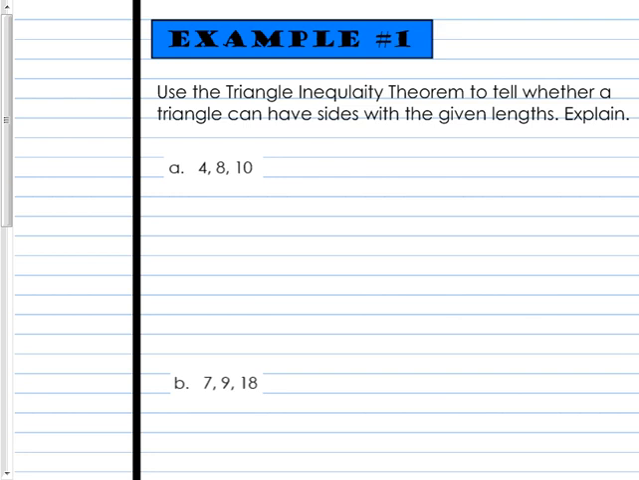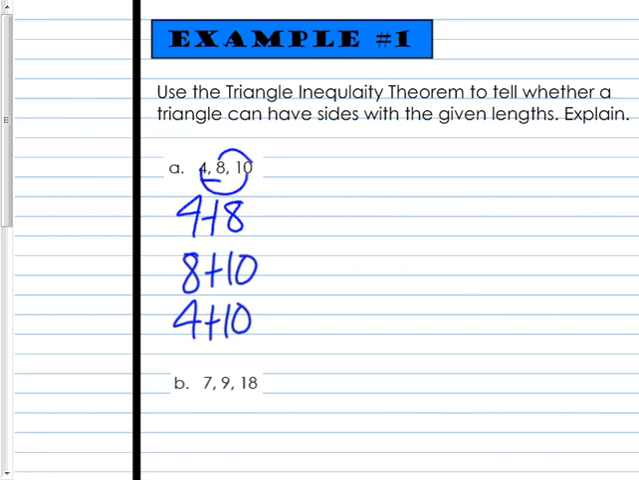Use the triangle inequality theorem to tell whether a triangle can have sides with the given lengths, and explain. So the first one is 4, 8, and 10. We have to add up 4 plus 8, 8 plus 10, and 4 plus 10. So 4 plus 8 is equal to 12. Is 12 bigger than the third side, which is 10? Yes, it is. So that works.